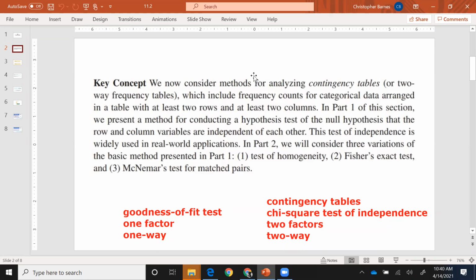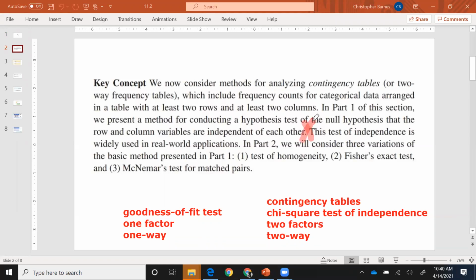We now consider methods for analyzing contingency tables or two-way frequency tables, which include frequency counts for categorical data arranged in a table with at least 2 rows and at least 2 columns. In part 1 of this section, we present a method for conducting a hypothesis test of the null hypothesis that the row and column variables are independent of each other.